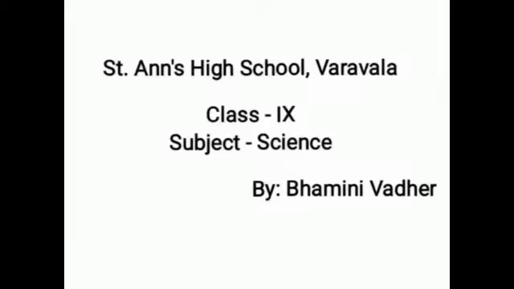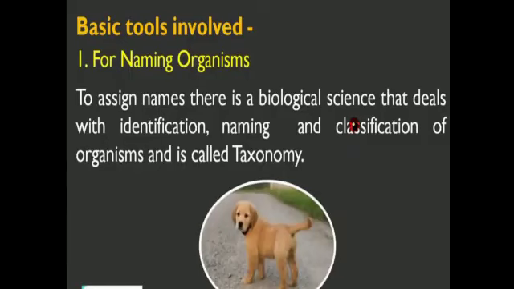Hello students, in this class we will continue with our class 9 science chapter number 7, that is diversity in living organisms. Our today's topic is the basic tools involved in classification. First is naming organisms, that is, nomenclature: how will we name organisms once they are classified into different groups?